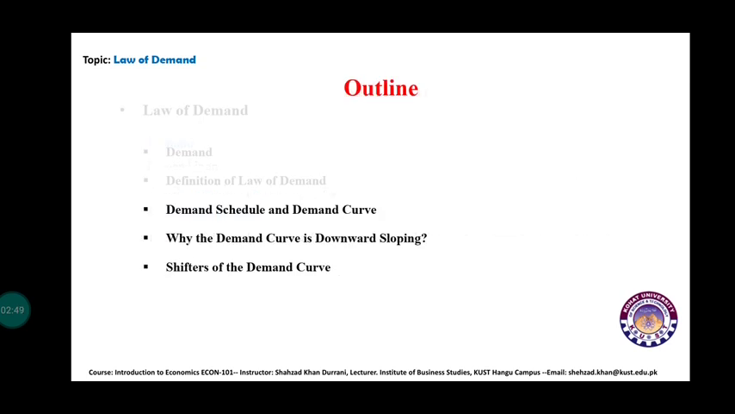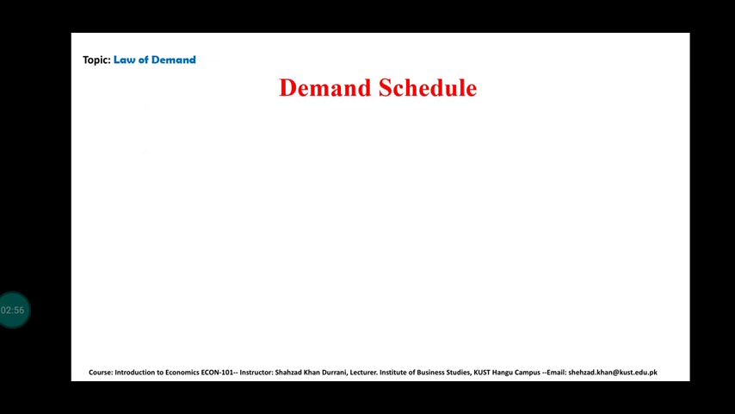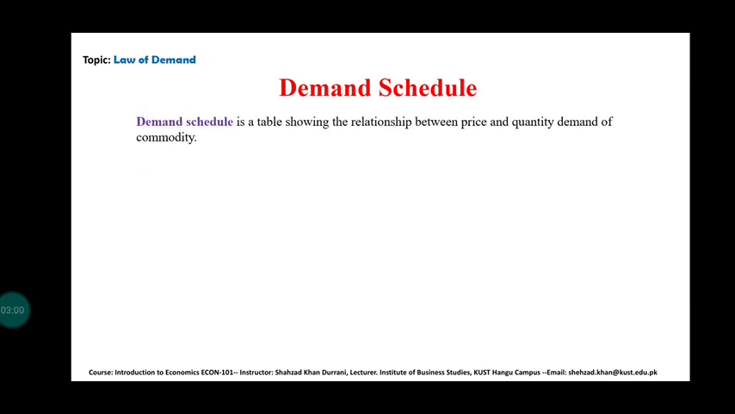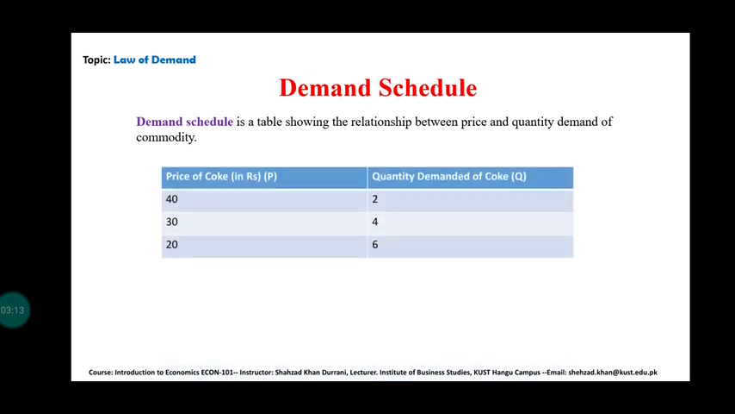The next one is the demand schedule and the demand curve. The demand schedule is a table showing the relationship between price and quantity demanded of a commodity. So let's see, this is a table. One column of the table shows the prices of a Coke, represented by P. The second column shows the quantity demanded of Coke, represented by Q. As we can see in the table, there is a decrease in price and there is an increase in demand. We can see it through numbers.